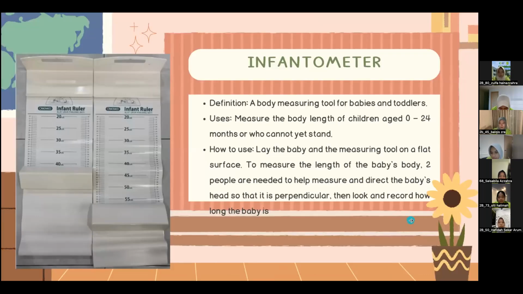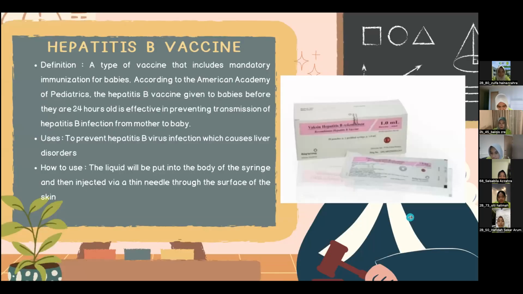Infantometer. Definition. A measuring tool for babies and toddlers. Used to measure the length of children aged 0 until 24 months or who cannot yet stand. How to use? Lay the baby and the measuring tool on a flat surface to measure the length of the baby's body. Two people are needed to help measure and direct the baby's head so that it is perpendicular. Then look and record how long the baby is. Next slide.